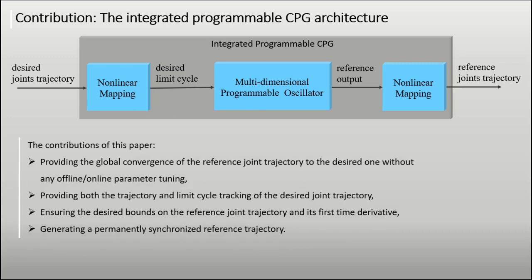This proposed architecture provides the global convergence of the reference joint trajectory to the desired one without any offline or online parameter tuning. It also provides both the trajectory and limit cycle tracking of the desired joint trajectory. It ensures the desired bounds on the reference joint trajectory and its first time derivative. Moreover, it generates a permanently synchronized reference trajectory.